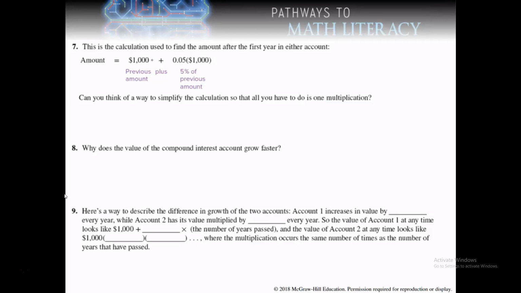The question then is, can you think of a way to simplify the calculation so that all you have to do is one multiplication, not multiplying and then adding? We want one multiplication that will give us the total all in one step. Well, if you think about this, what we really want is to keep that $1,000 and add on the 5%. So we want to multiply that 1,000 by 1 to keep the 1,000, and then also add on the 1,000 times 0.05 to add on the 5%.